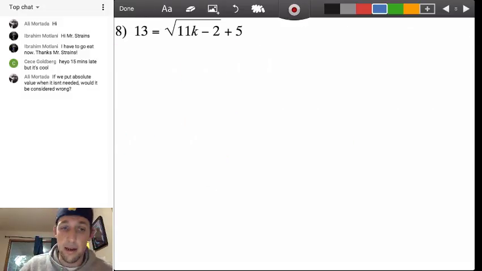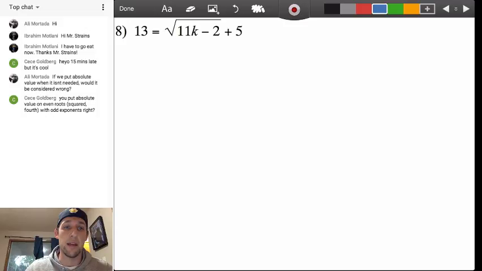When you're solving equations with square roots, the biggest mistake people make is they forget to isolate the square root first, and they try to just square everything right away. You cannot do that, because that would be distributing an exponent over addition. You have to isolate the square root first.